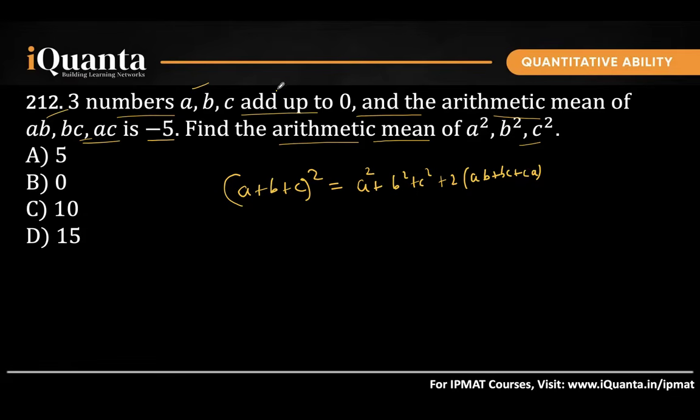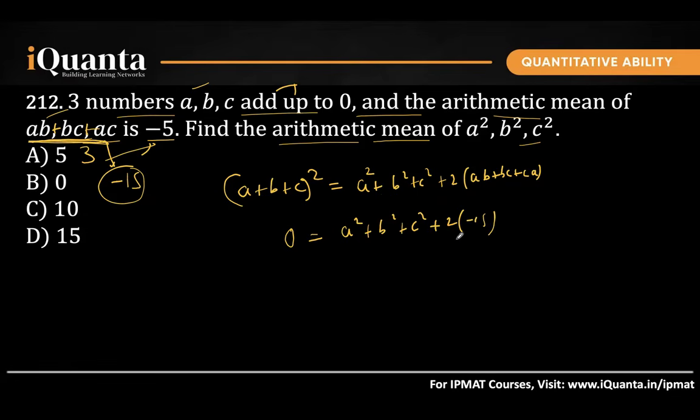A plus B plus C is given equal to 0. So 0 square will be 0. A square plus B square plus C square will be equal to minus 2 times (AB plus BC plus CA). The arithmetic mean of AB, BC, CA is minus 5, so (AB plus BC plus CA) by 3 is equal to minus 5. So AB plus BC plus CA will be equal to 3 into minus 5, that means minus 15. So minus 2 times minus 15 is plus 30. We get A square plus B square plus C square equal to 30.